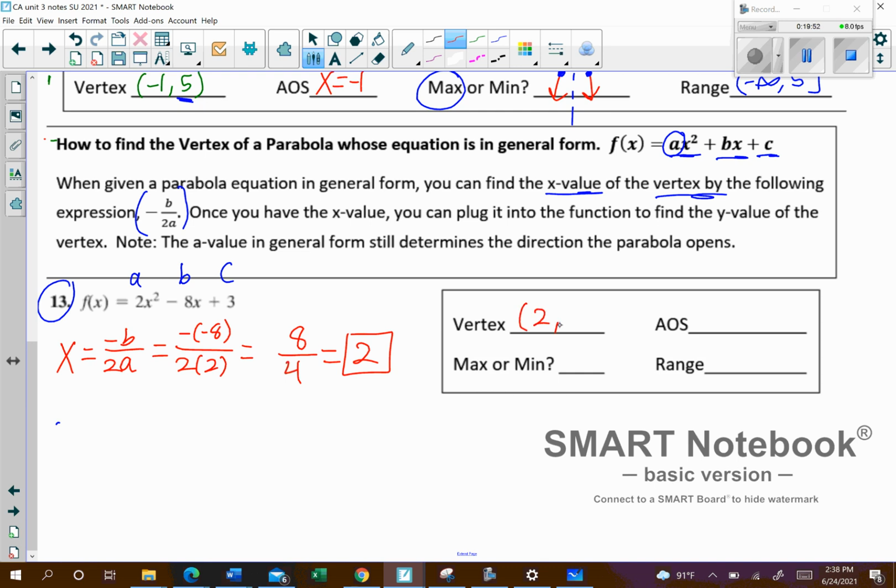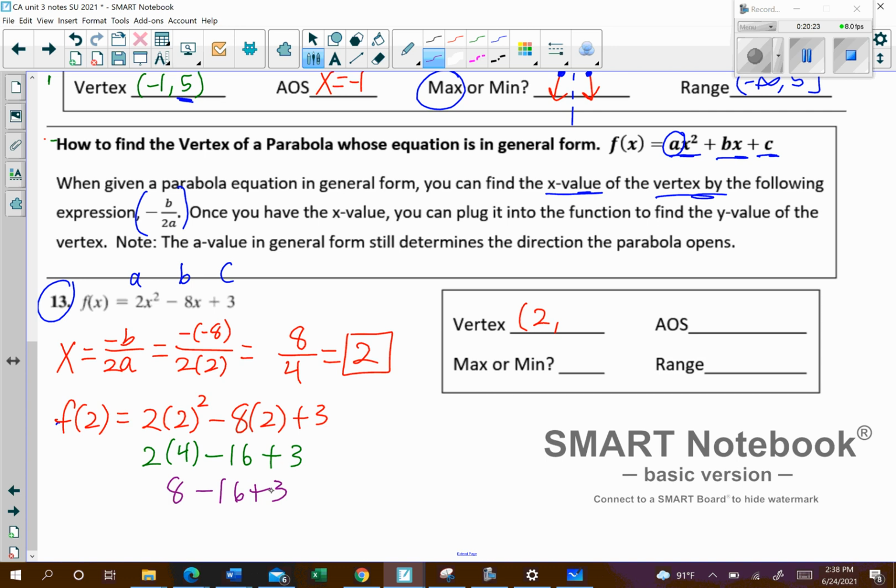And then to figure out the y value, all you have to do, because they're partners, right, x and y, just plug it in and you can figure out the y value. So now we'll do f of 2. So we're going to get 2 times 2 squared minus 8 times 2 plus 3. So then we're going to get 2 times 4 minus 16 plus 3. And let's see, we're going to get 8 minus 16 plus 3. 8 minus 16 is negative 8. Add 3 to that, and that will give us negative 5. Okay, so that's how you find the vertex whenever you have it in general form, right there.